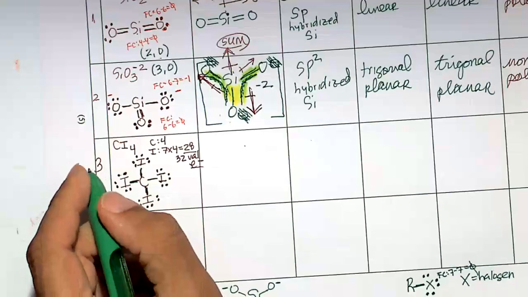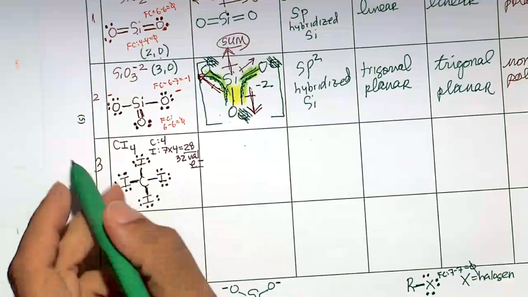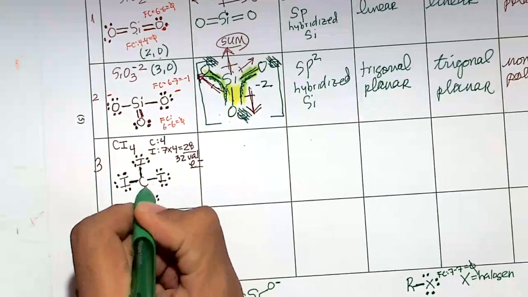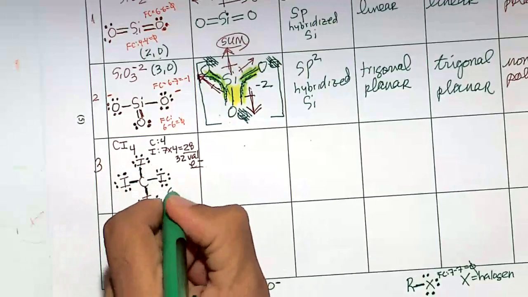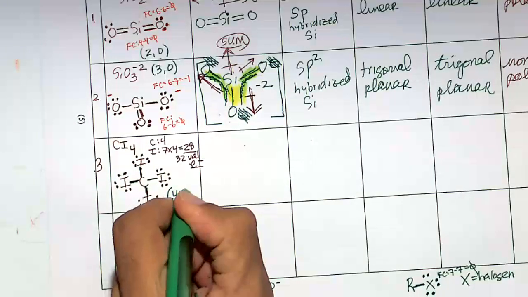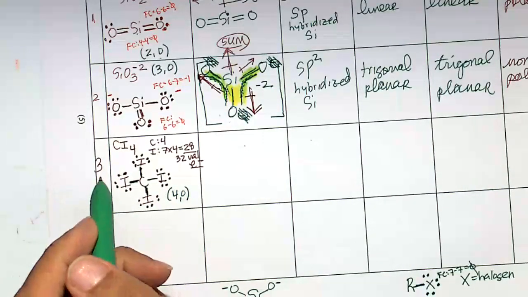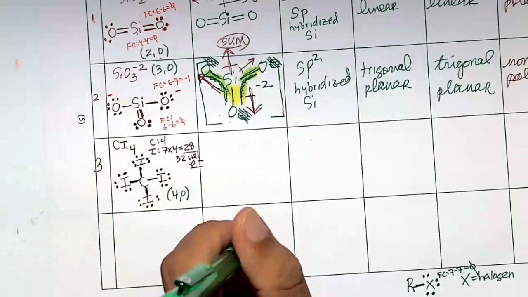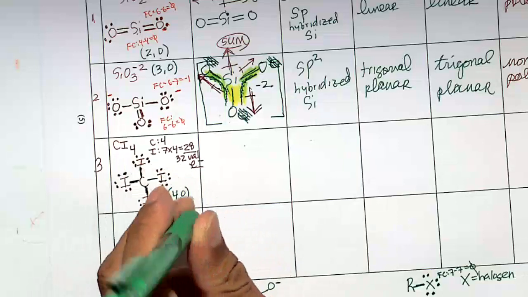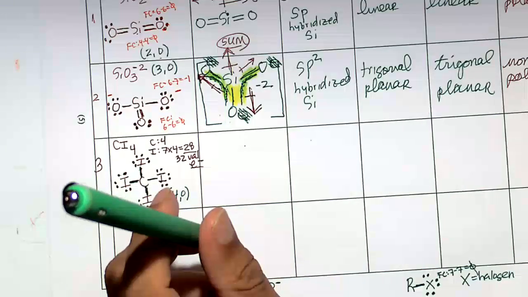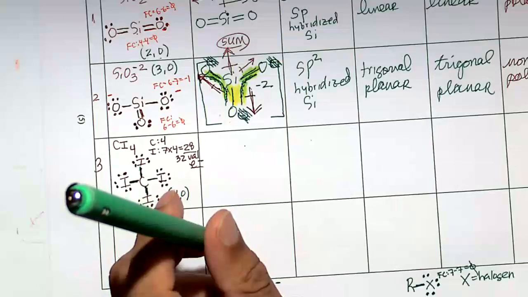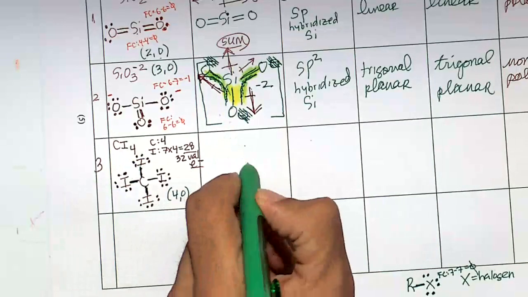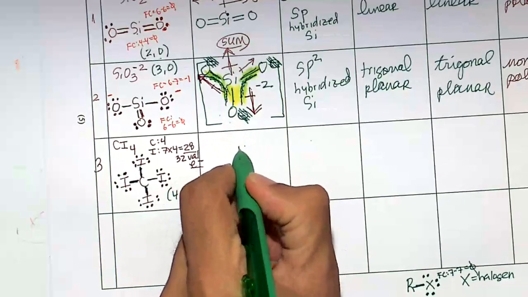All right, how many bonding and how many lone pairs? Central atom carbon, 1, 2, 3, 4. 4 bonding, how many lone pairs? 0. 4 bonding, 0 lone pairs. What's 4 bonding, 0 lone pairs? What we did in class this morning. Tetrahedral. So this is how we'll draw a tetrahedral.